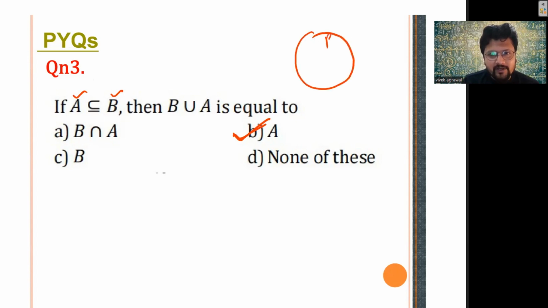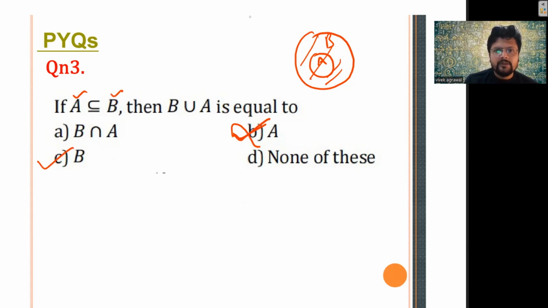So B will be the bigger one, and A might be equal to B, or it can be inside of B, right? So anyhow, if you make the union of it, what will you get? B ultimately, right? Understood? Yes or no? Okay. So it should be option C, that is B. Any doubts in this particular question? No, I believe. Okay, let's move forward.